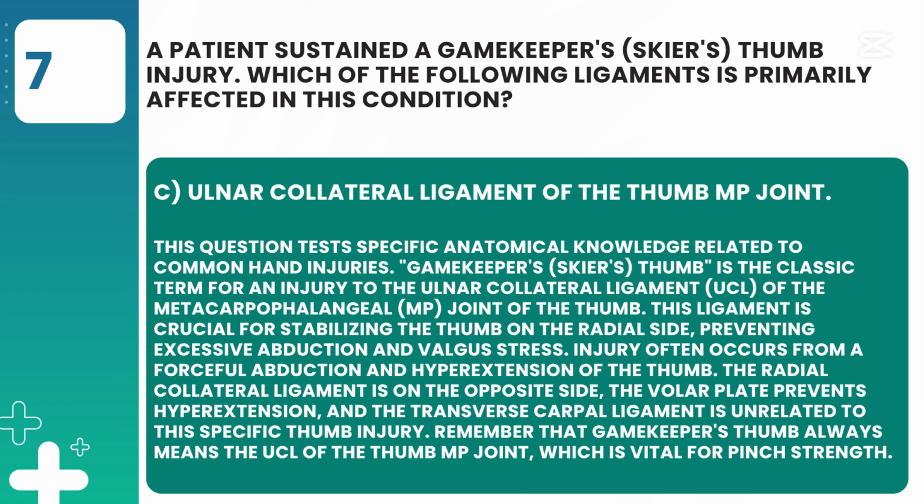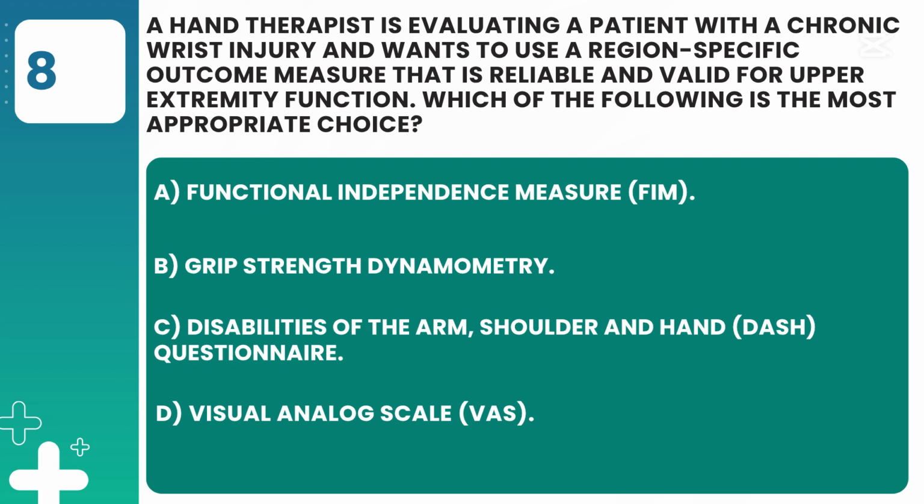The radial collateral ligament is on the opposite side, the volar plate prevents hyperextension, and the transverse carpal ligament is unrelated to this specific thumb injury. Remember that gamekeeper's thumb always means the UCL of the thumb MP joint, which is vital for pinch strength. Question 8. A hand therapist is evaluating a patient with a chronic wrist injury and wants to use a region-specific outcome measure that is reliable and valid for upper extremity function. Which of the following is the most appropriate choice?